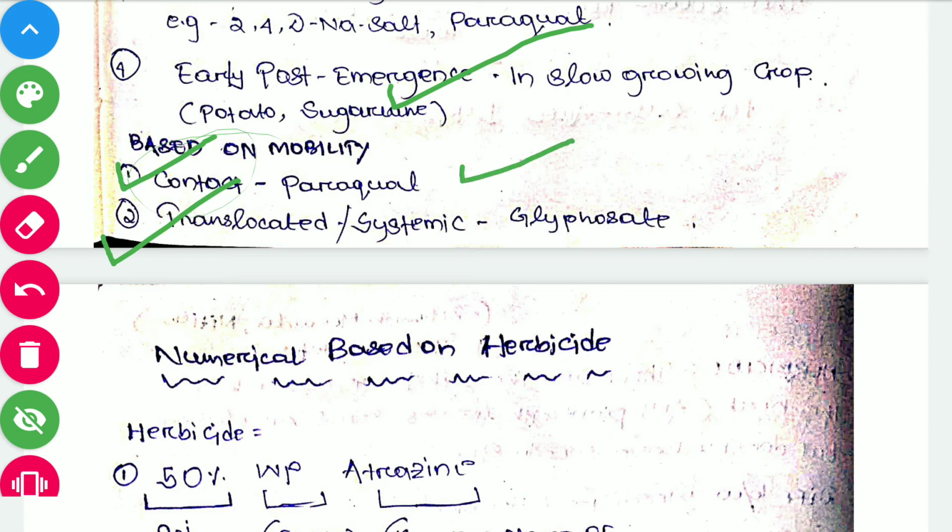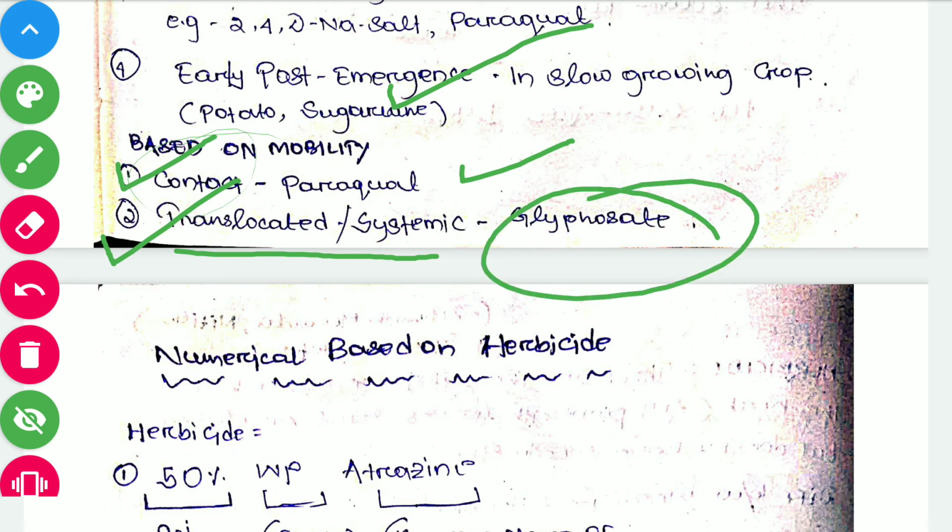And a translocated herbicide is one where, when we apply a herbicide, it moves from the treated plant part to the untreated part through the vascular tissue like xylem and phloem. Such a herbicide is called a translocated or systemic herbicide. We can take glyphosate as an example. So contact means the treated part of the plant will be killed, and in case of translocated, the herbicide will move from the treated to the untreated part through the vascular tissue like xylem and phloem.